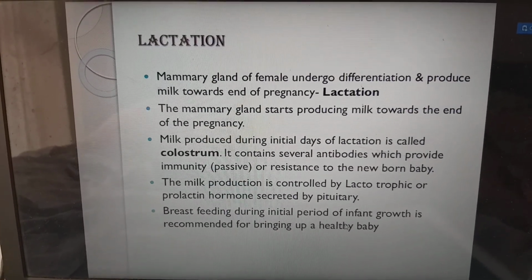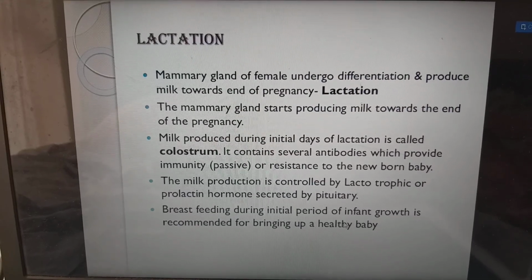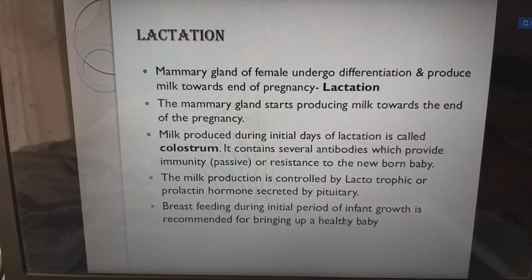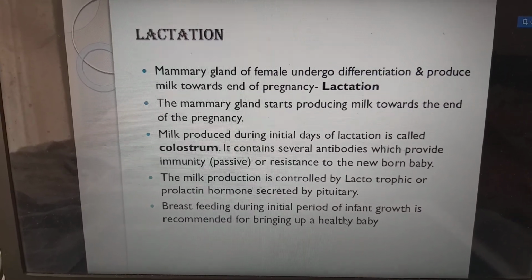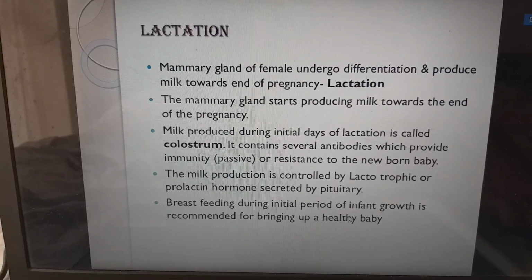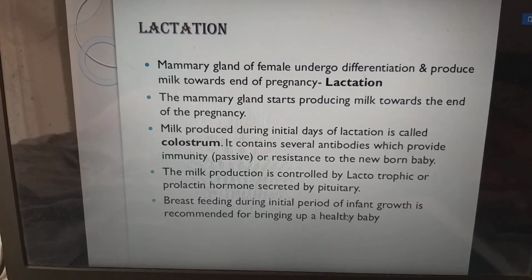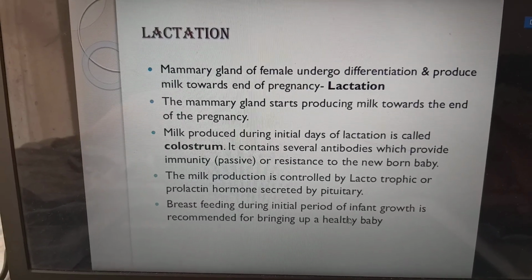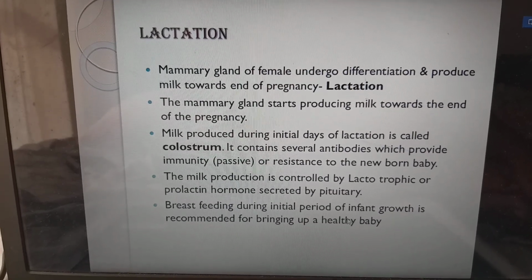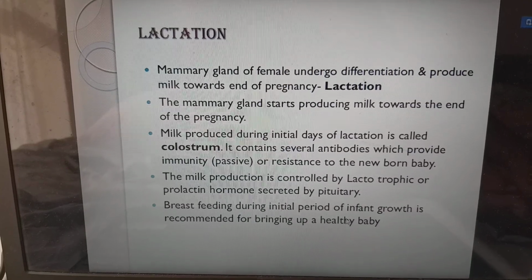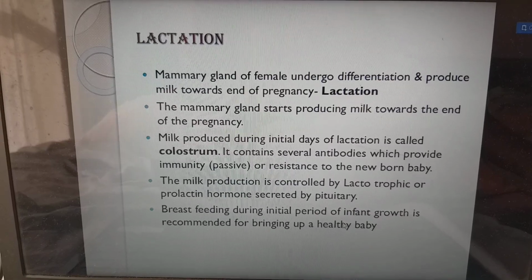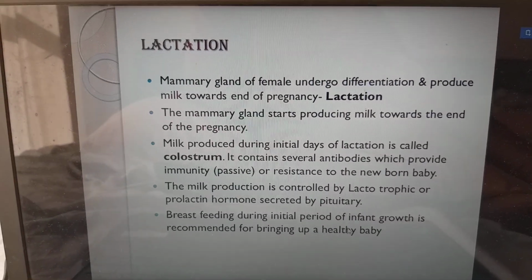Lactation. The mammary gland of the female undergoes differentiation and starts producing milk towards the end of the pregnancy, which we call lactation. Milk produced during the initial days of lactation we call colostrum. It contains several antibodies which provide immunity, a passive type of immunity or resistance, to the newborn baby. Milk production is controlled by the lactotropin or prolactin hormone secreted by the pituitary. Breastfeeding during the initial period of infant growth is recommended for bringing up a healthy baby.